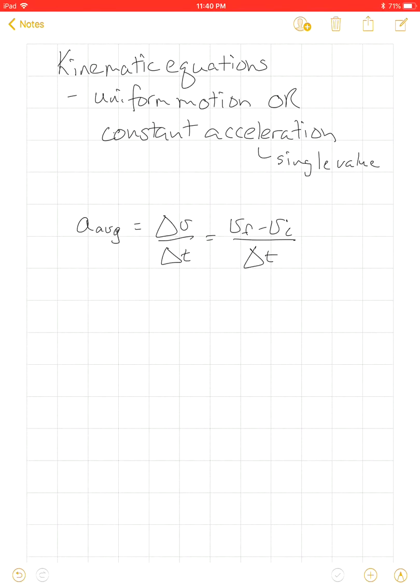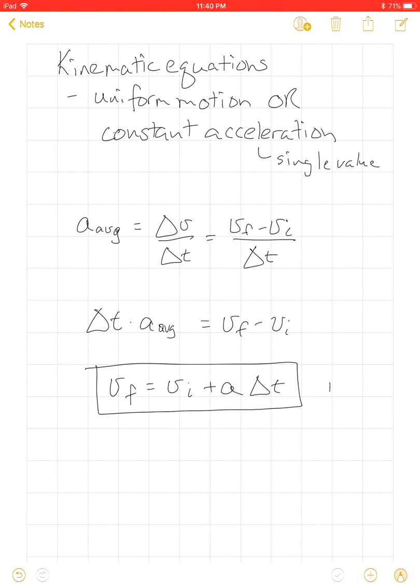So what I'm going to do is multiply both sides by delta t. That'll give me delta t times the average acceleration is equal to the final velocity minus the initial velocity. And then I'm going to solve for the final velocity, and that's going to give me the initial velocity plus the acceleration times the change in time. So this is our first kinematic equation.